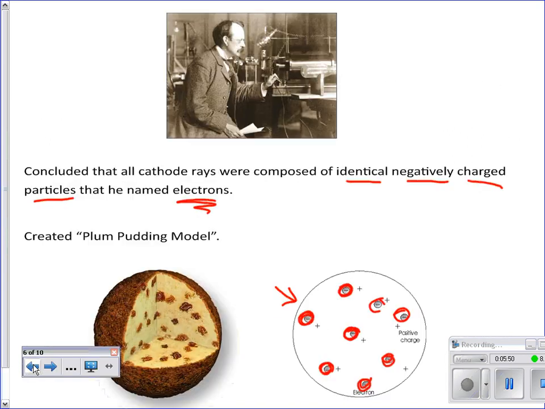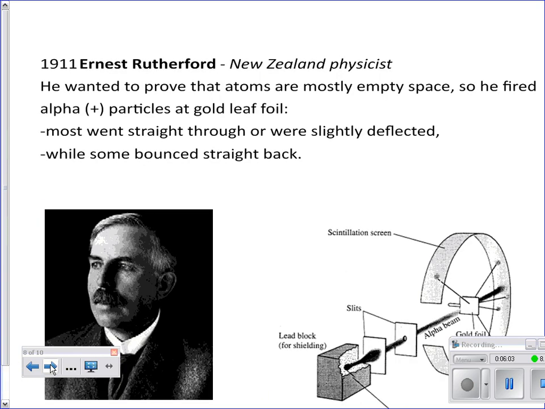And then another really cool experiment, Rutherford. What he did was he knew that this was still kind of the common idea of what the model of an atom looked like at this point, our plum pudding model. And remember, Millikan just added to that by knowing the charge and the mass of those electrons. And what he wanted to do, Rutherford wanted to show that the atom was mostly empty space.